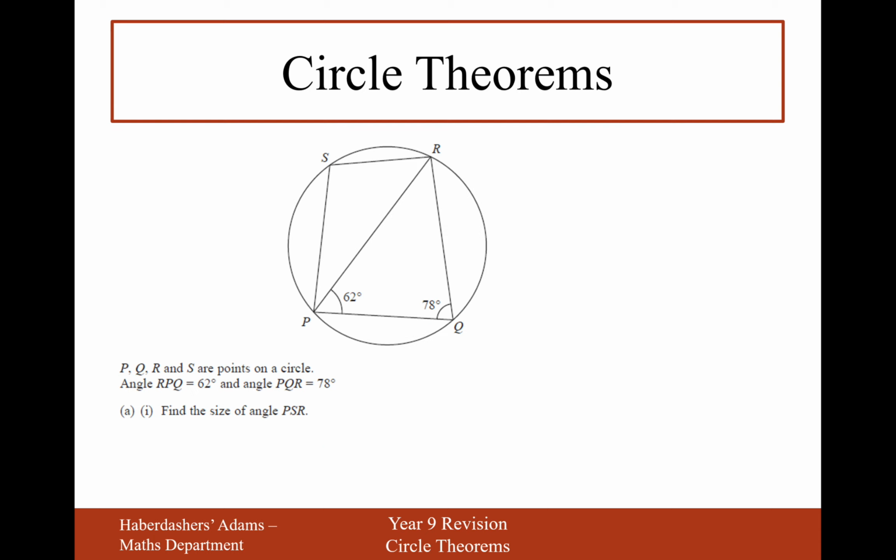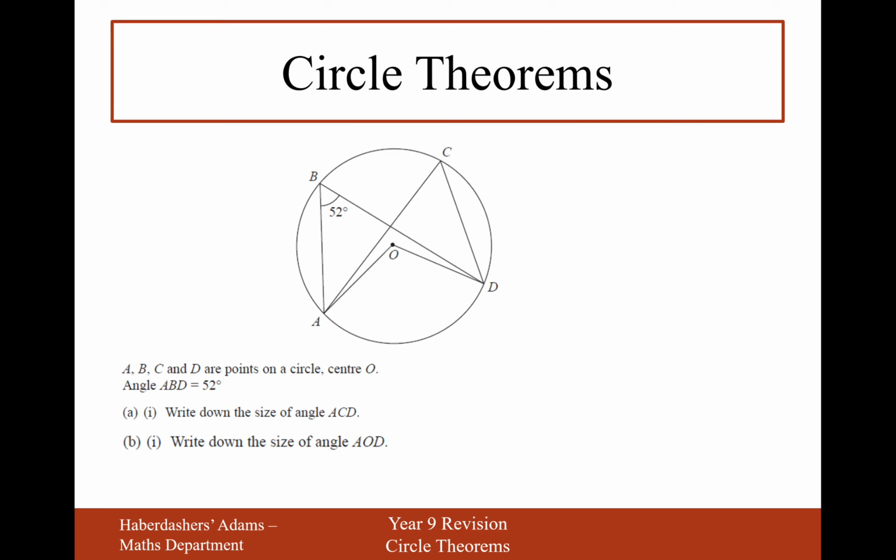Okay, let's move on to the next one. So in this question, we're working out the size of angle P to S to R. So this angle up here. And in this question, the answer is going to be whatever's opposite to 78 when I look at these quadrilaterals around the outside. So it's going to be 180, take away 78, which gives me 102 degrees. And there we are, that's the answer to this question. Let's move on to the next one.